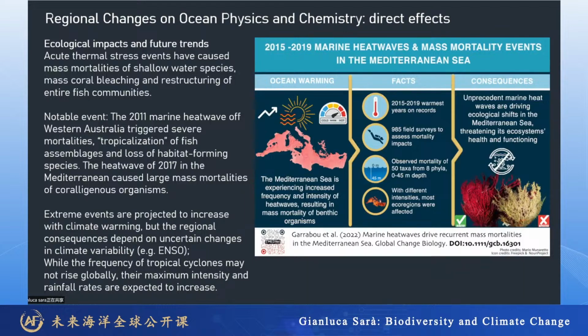In the Mediterranean, in 2017, Garrabou et al., with a couple of papers, one in Trends, one in Ecology Letters and another in Global Change Biology, measured different kinds of effects in the Mediterranean. We have the mass mortalities at 30 to 50 meters on the benthic habitats, on the coralligenous habitats. They measured the mass mortalities.